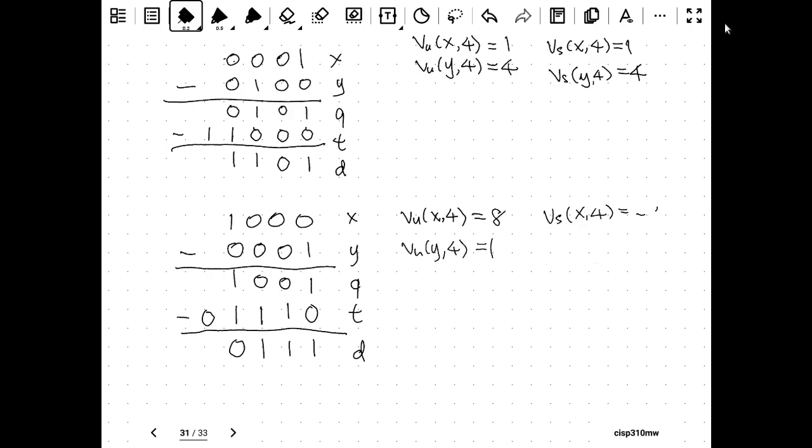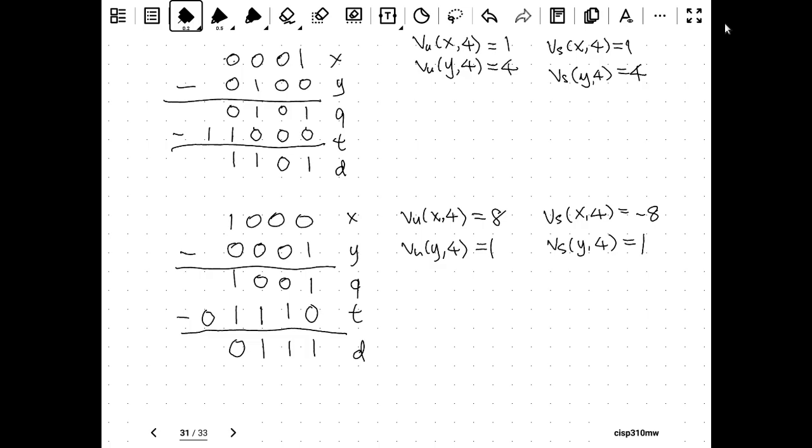-8. Very good. And then VS of y4 is still a 1. This is where, remember, you asked me whether a certain bit pattern, I think it was 1100, means -4 or whether it means 12, right? And I said, why do you care? Because you are not telling me what you're doing with those 4 bits, so I cannot tell you how to interpret them.